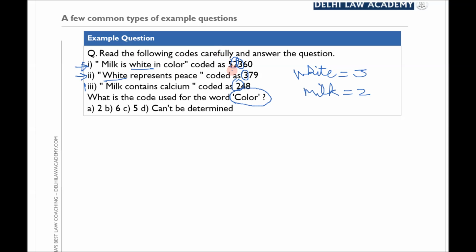You can say that. Here is the second character, here is the first. So all you can say is that you found out which digit represents the word, but you really can't say anything about the position. We are being asked the code for the word color. Unfortunately, color is there only in one sentence. So in this question, the answer is D, cannot be determined, because you don't know which of 5, 6 and 0 is the code for the word color. So the answer is D, can't be determined.